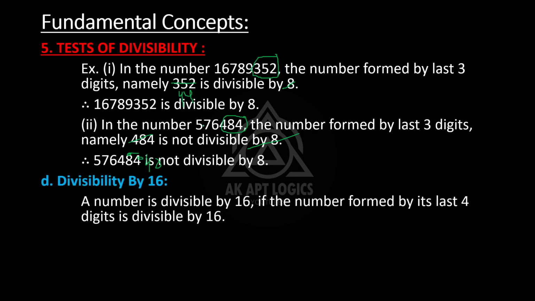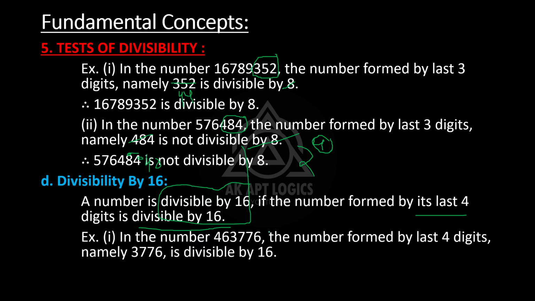Next, divisible by 16. 16 can be written as 2 power 4, which means we have to take the last 4 digits. If the last 4 digits are divisible by 16, then the number will be divisible by 16. So I forgot to tell you, in the case of 8, if the last 3 digits are 0, the number is divisible by 8. Remember this point.